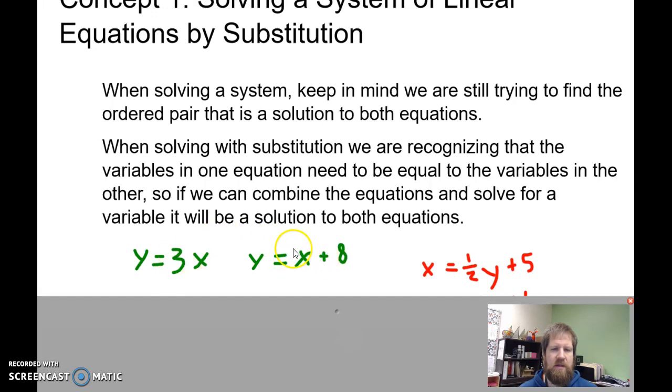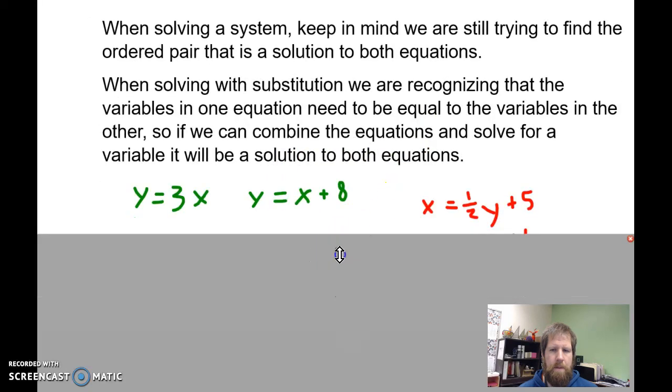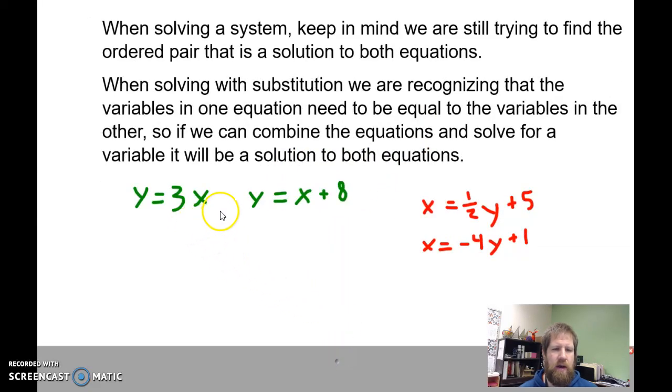If this is my system, these are my two linear equations. I'm looking for the x and y value that's a solution to this, as well as a solution to this equation. When we're graphing, it's where they cross. Still the same thing. Basically, if I'm looking for the values that satisfy both, or that are solutions to both of these equations, they're going to be the same values. So this y is going to be equal to this y, and this x by itself is going to be equal to this x.